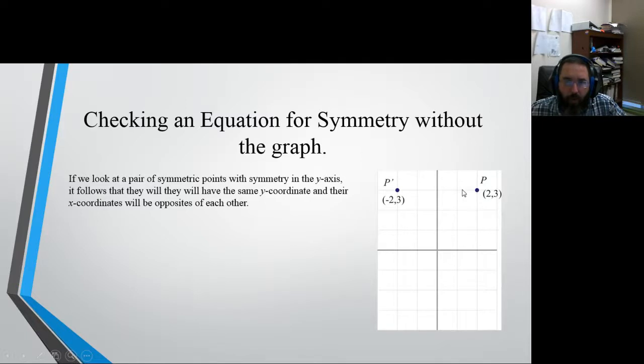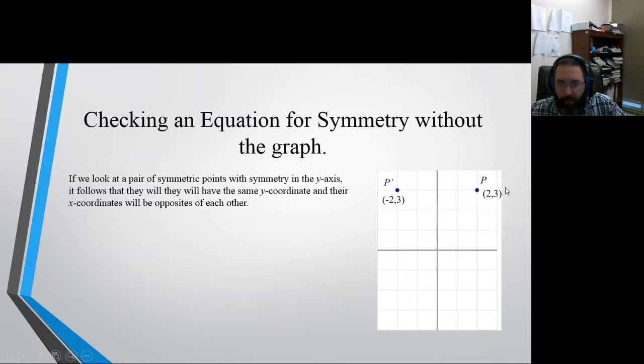Vertical lines, all of the points on them have the same y-coordinate. So both these guys have a y-coordinate of 3. At the center of this horizontal line is the y-axis. That has the x-coordinate 0. The point P in this example is 2 units to the right of that, so it has an x-coordinate of 2. The point P prime is 2 units to the left, so it has an x-coordinate of -2.